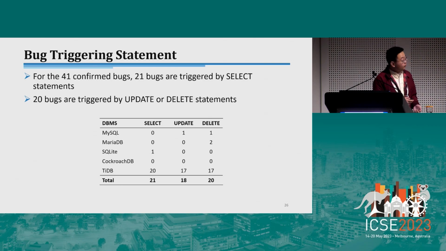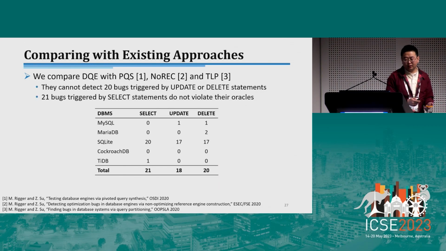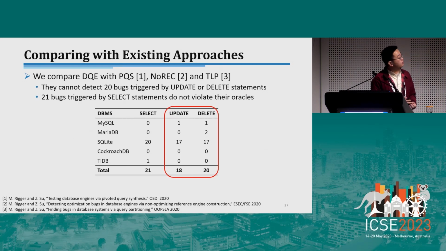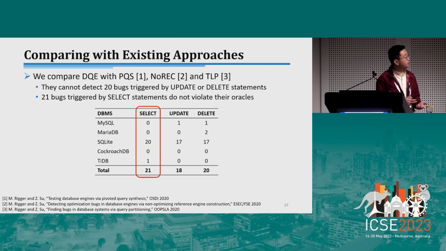For the 41 confirmed bugs, we further analyze their bug-triggering statements. There are 21 bugs triggered by the select statements, and 20 bugs triggered by update or delete statements. We further compare DQE with the existing works, including PQS, NoREC, and TLP. As a result, they cannot detect the 20 bugs triggered by the update and delete statements. The remaining 21 bugs triggered by select statements do not violate their oracles.